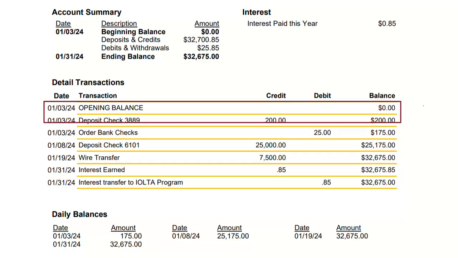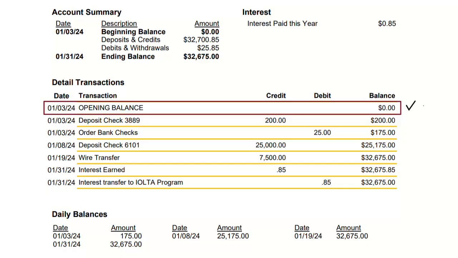On January 3rd, 2024, we see an opening balance of $0. This is not necessarily a transaction, but rather an entry from the bank that indicates the account was open. You can mark this entry without a corresponding entry in the account journal because this is not a transaction and no financial activity occurred in the trust account.